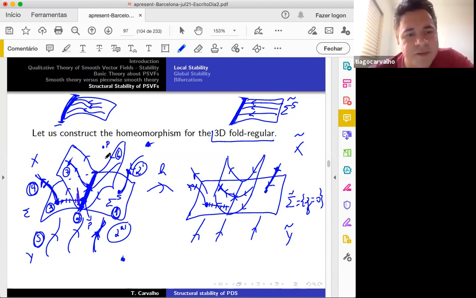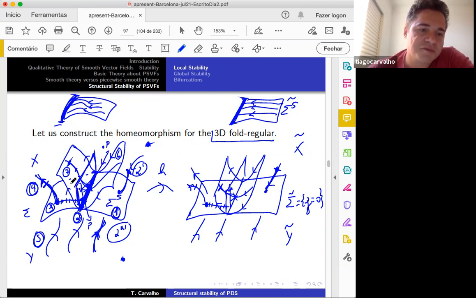A transversal section of this vector field passing through the fold line. And so, using a similar argument that we used to extend the homeomorphism for the crossing region, we can consider points here related to points in an orthogonal plane here, okay? And so the points with negative times will be at the right, and the points for positive times will be at the left of this transversal section.